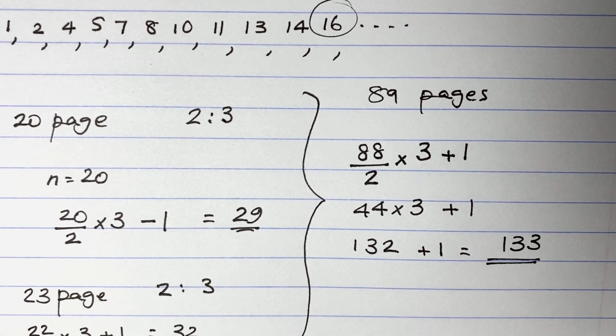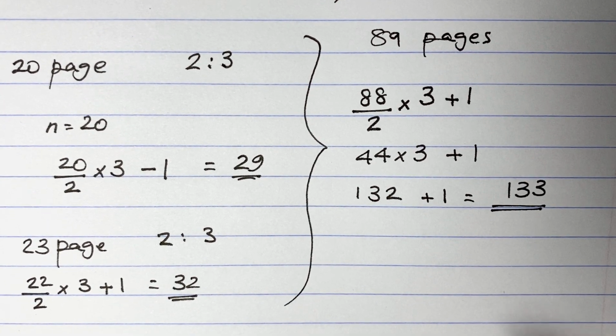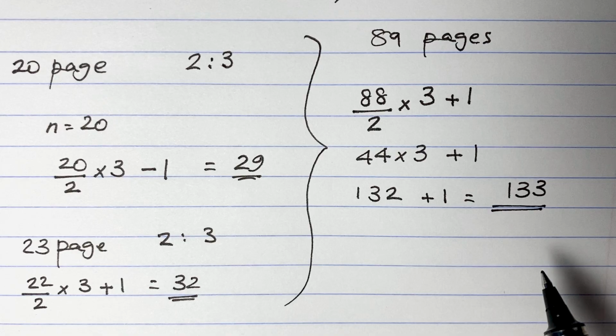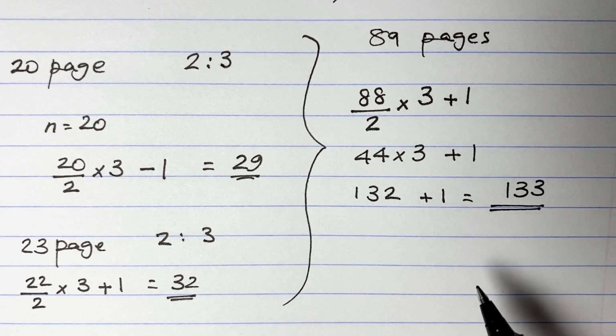This is called the method of investigation, where you have to use simpler examples in order to generalize for a bigger example.